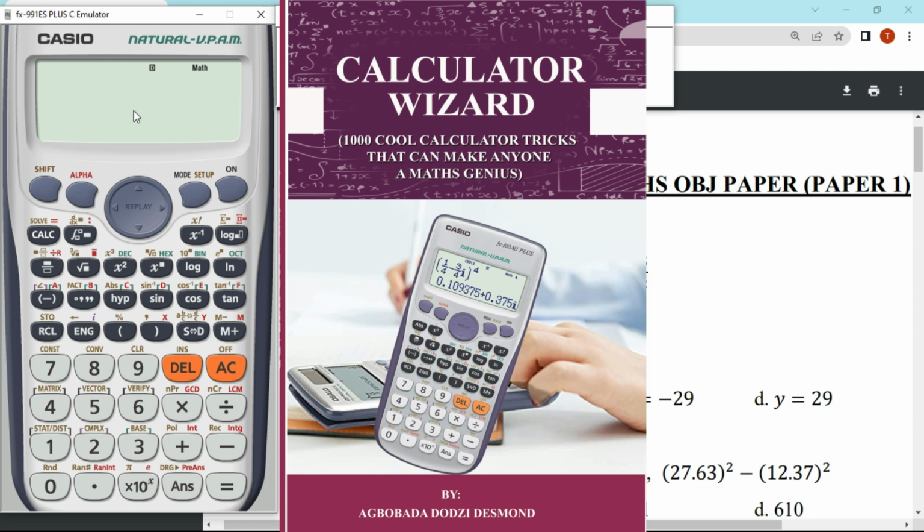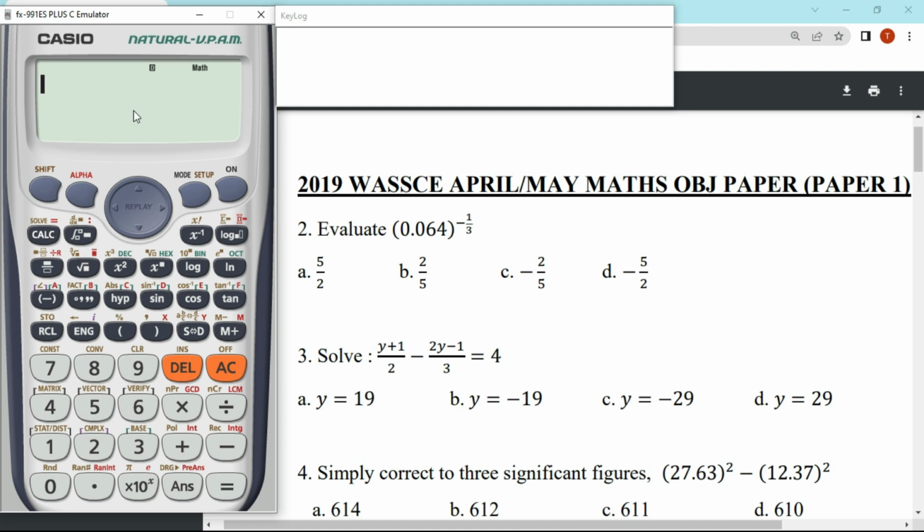But today I'm coming to help you to break down or solve all objective questions under the 2019 May-June or WASSCE objective paper. Okay, so I do not have access to the full questions, but I got a few of them from online sources because I couldn't get the main paper. So we are coming to solve everything, and day by day I'll be giving you more questions, or I'll be helping to solve more WASSCE questions just with a calculator. Now let's go right into the video.